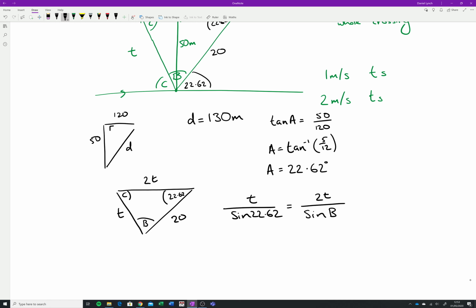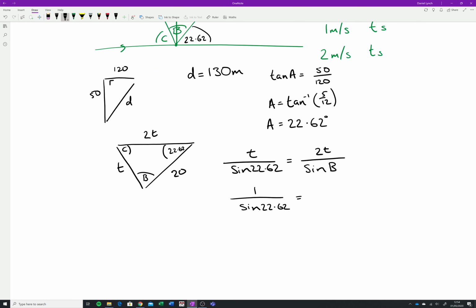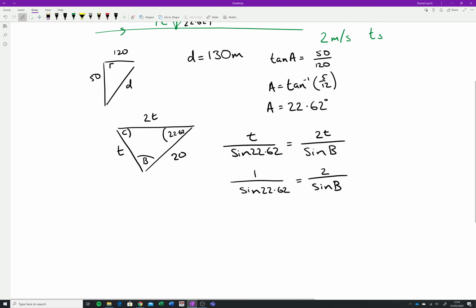And that looks even worse, because now we have two things that we don't know again, and we've got a t involved another time, but actually that's perfect. Because t is on both sides of the equation, you can divide both sides by t. So instantly this just becomes 1 over sine 22.62, and on the left hand side we just get 2 over sine b. And now all of a sudden there's just one thing that we don't know. So that's the sort of thing you kind of have to memorize, that technique or that plan, because it might not be something that jumps straight out to you.